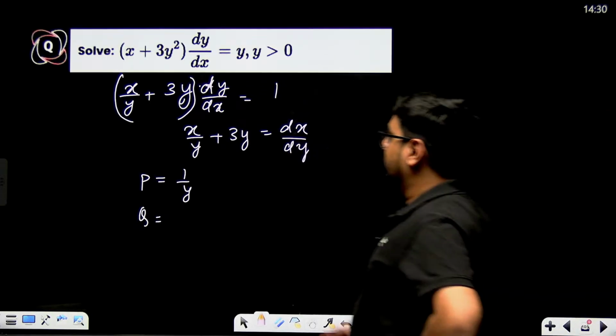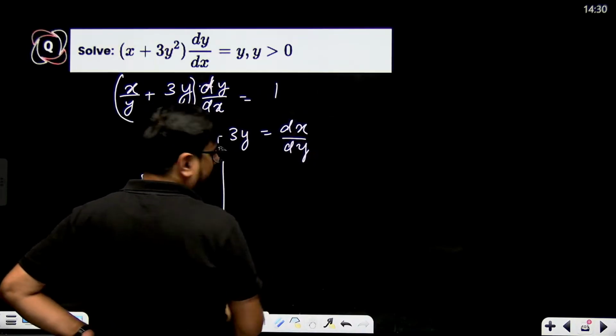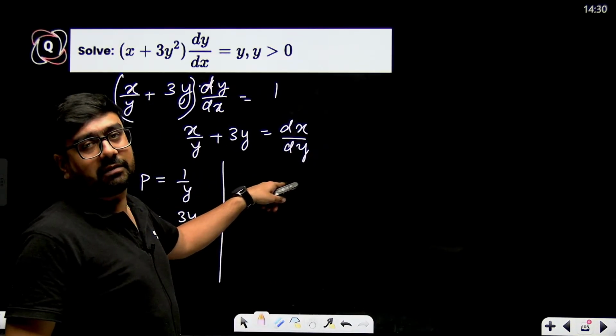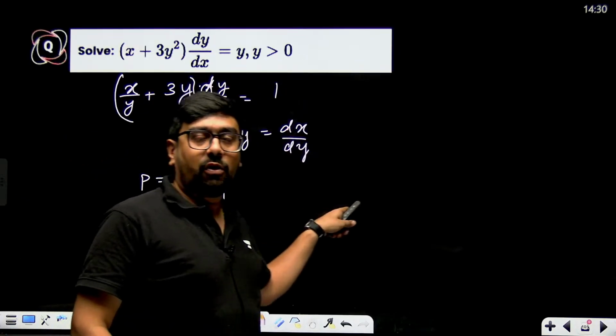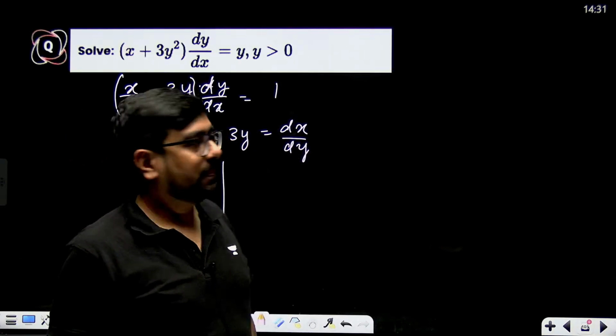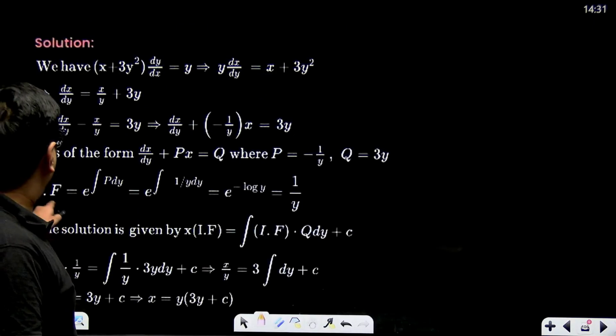Correct? P is equal to 1 by y and q will become 3y. Now you can apply the same approach, but this time x into integrating factor will be equal to integration of 3y into integrating factor dy. Just the approach will be a little bit different.